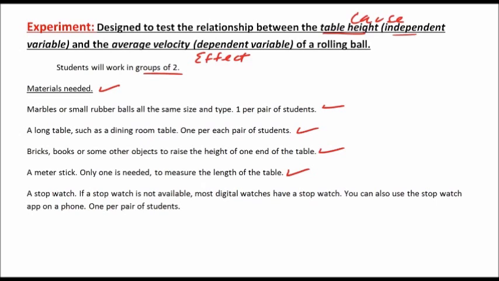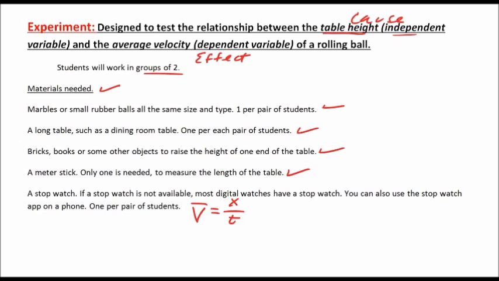And a stopwatch. Remember that they're calculating average velocity here, and average velocity is displacement divided by time. So they have to have some way to measure the time, and they have to have some way to measure the distance.